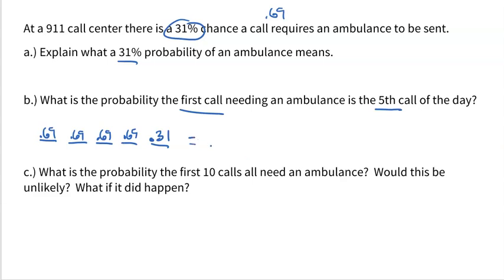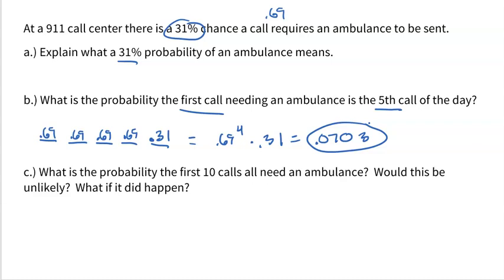So again, this is extremely specific because it cannot happen any other way. If I put the 0.31 anywhere else, then that's not what the question says. I need it to happen on the 5th call of the day. So this would be 0.69 to the 4th, 4 straight non-ambulance calls, and then that 5th call requires an ambulance. 0.69 raised to the 4th times 0.31 is 0.070. Again, there's some more decimals there, but I rounded. Actually, let me give one more decimal: 0.0703. Again, 7% chance. That is not weird at all. That is not unlikely at all. That would not be weird for the 5th call to need that first ambulance.